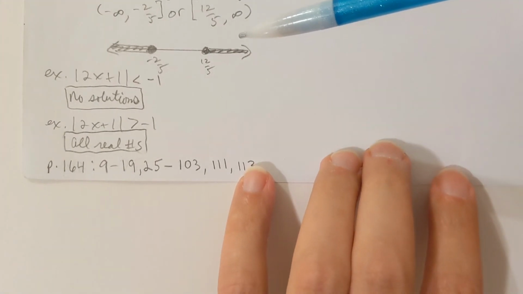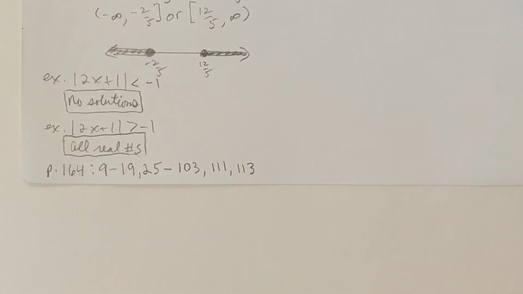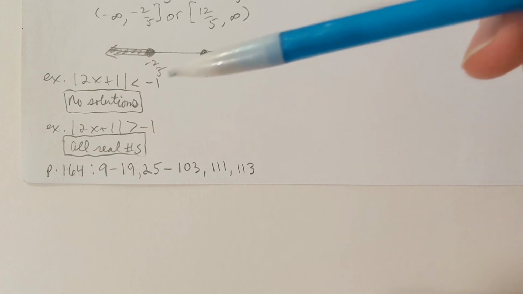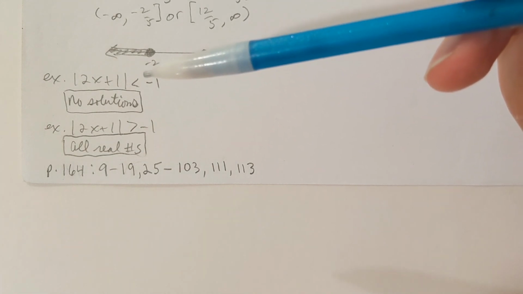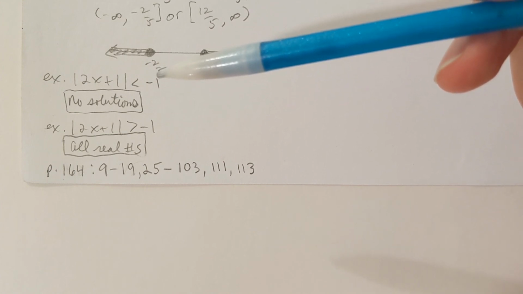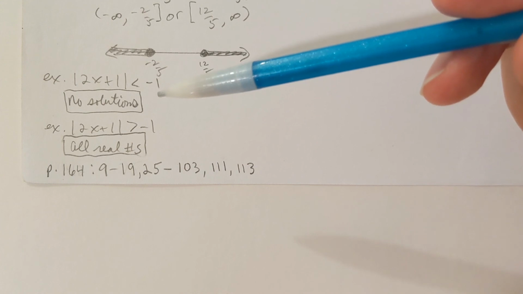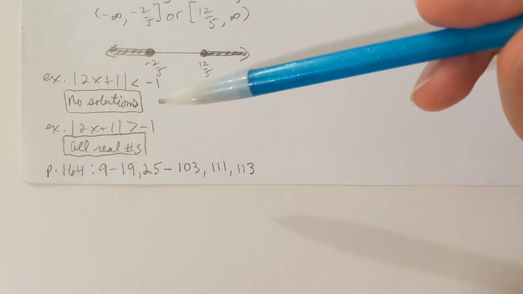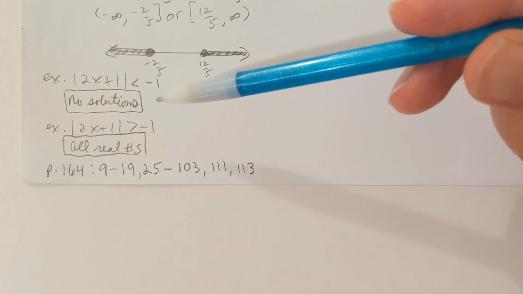Okay. The absolute value of 2x plus 1 less than negative 1. No solutions to this one, no matter what x is. If x is any number, the absolute value of 2x plus 1, I know is some non-negative number. How many non-negative numbers are less than negative 1? None of them. So no solutions would be possible in that one.